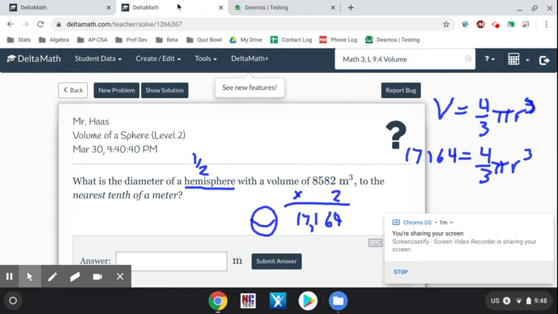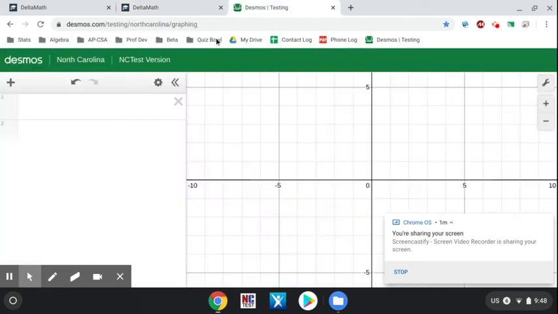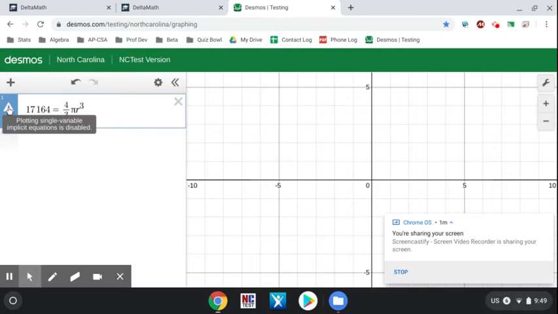While DeltaMath is loading, we're going to do 17,164, and I'm going to try to set it equal to 4/3 pi r to the third power. Now you notice it gives me that exclamation point, letting me know that if I hover over the exclamation, it says I cannot have an equation like that. It won't let me do that in the testing version of Desmos. And the easy fix is just to move everything to one side, so I subtract.